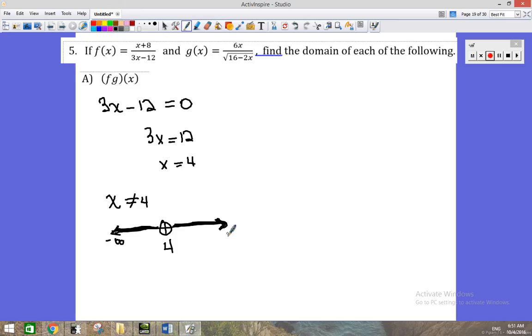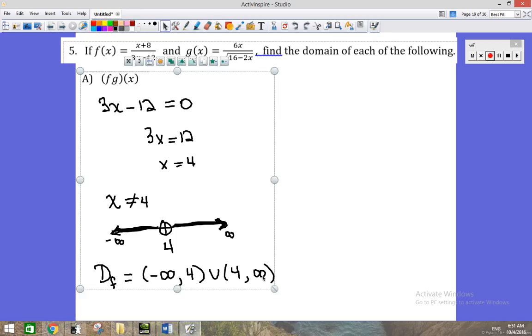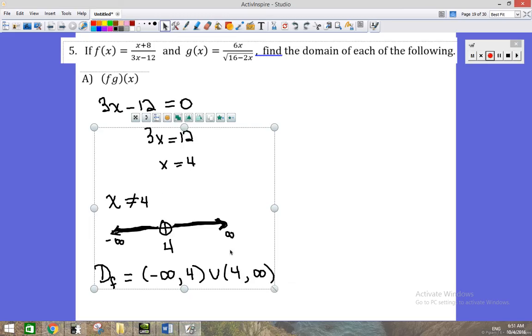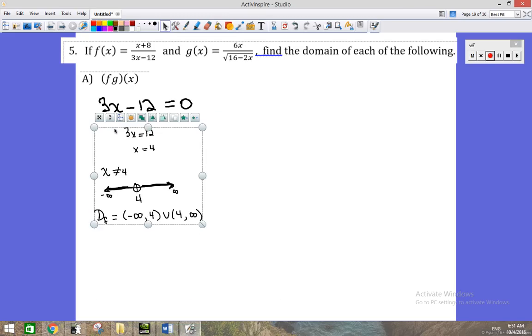Shading the arrows indicates that it's going on forever to the left and forever to the right. The domain of f is all real numbers from negative infinity to positive 4, excluding positive 4, all the way up to positive infinity. Alright, so that is not our answer for A. That is just going to help us get the answer for part A.